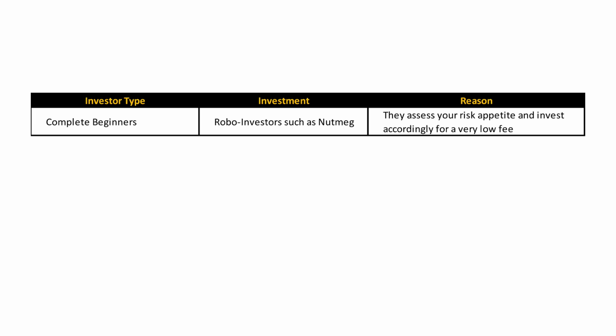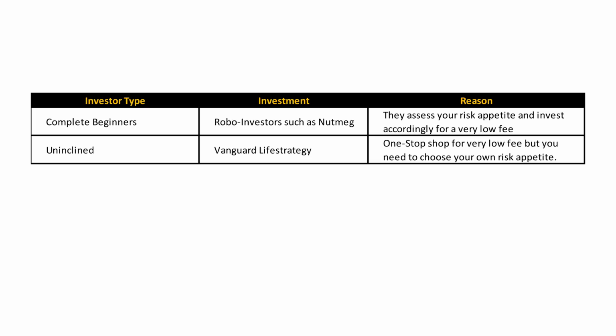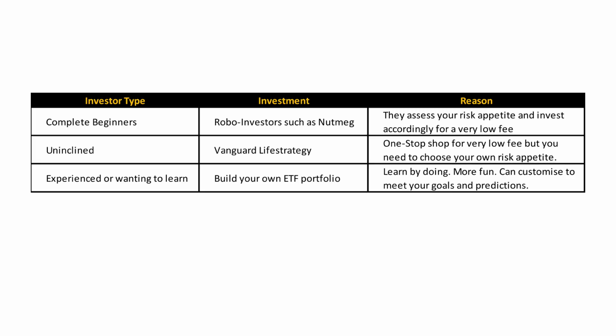We're not financial advisors and we don't offer an advice service, but we do point people in the following directions. If you're a complete beginner, then perhaps look at robo-investors such as Nutmeg. They assess your risk appetite and invest accordingly for a very low fee. If you're an uninclined investor, Vanguard LifeStrategy could be appropriate for you. It's a one-stop shop for a very low fee, but you need to choose your own risk appetite. And for those who are experienced or wanting to learn, build your own ETF portfolio.